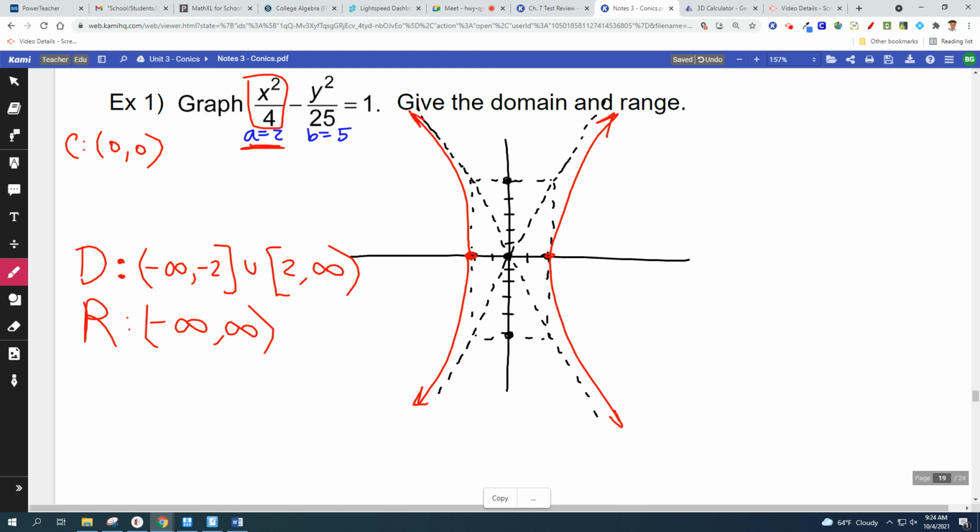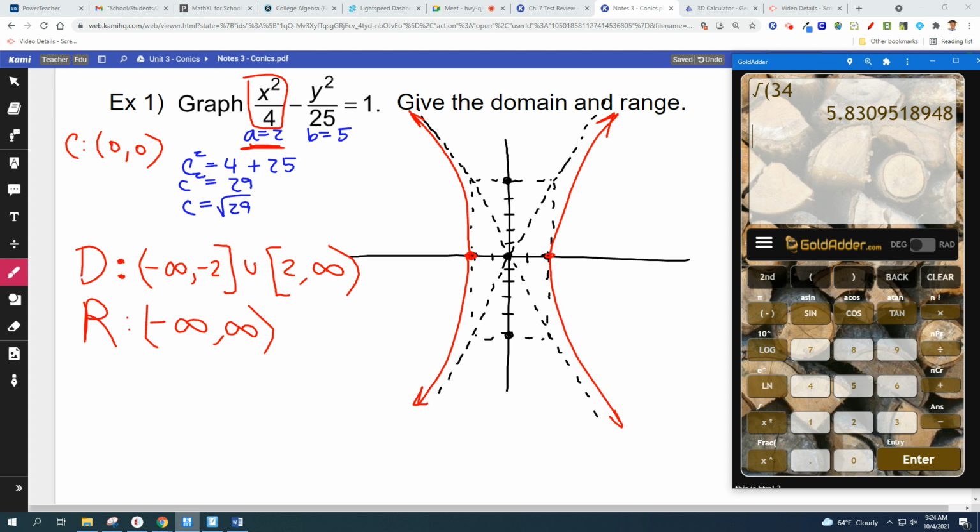Graph the function, give the domain. It doesn't ask me for the foci. If I had to find the foci, I would go c squared equals 4 plus 25. That's 29. I need to do the square root of 29 and go that distance away. All right, so what is the square root of 29? It's about 5.4. Square root of 29 is about, did I do that right? About 5.4.